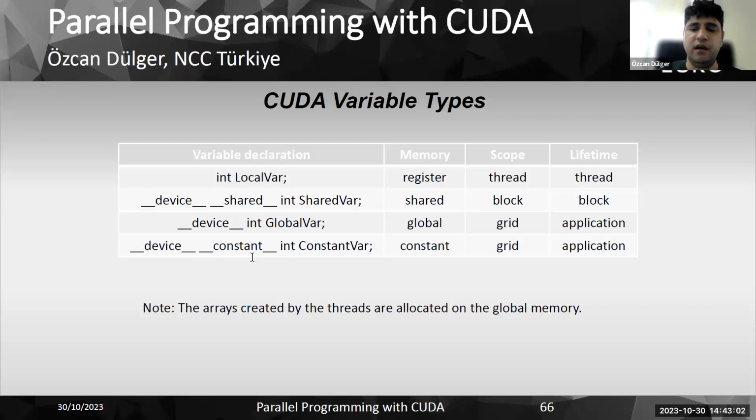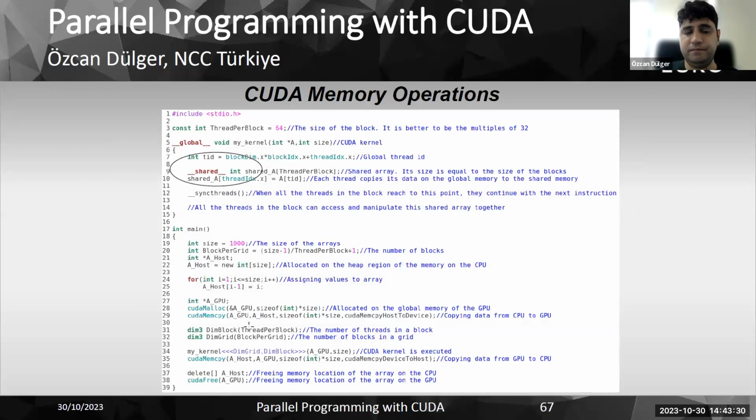There is a note here. The arrays created by the threads are allocated on the global memory, not in the register. A single element variable is allocated on the register, but if it is an array created by the threads, it is allocated on the global memory.